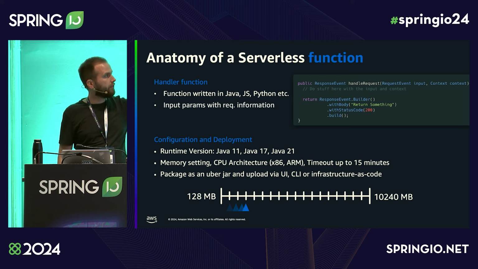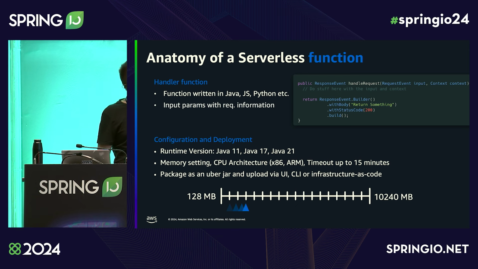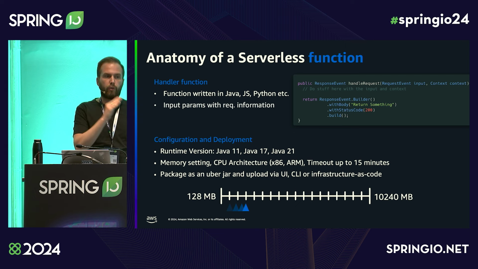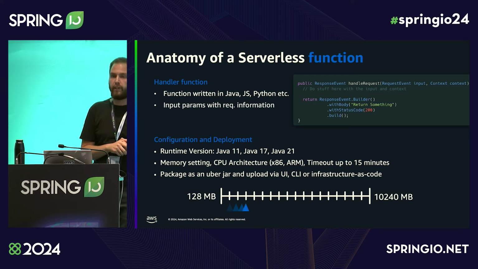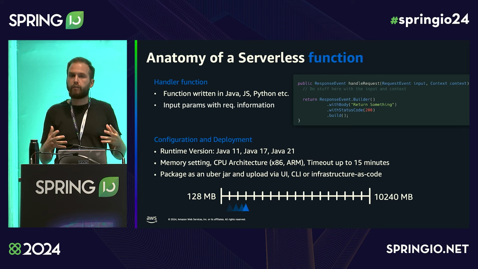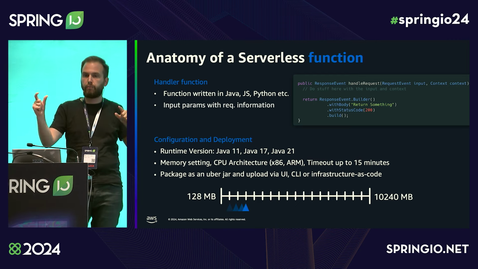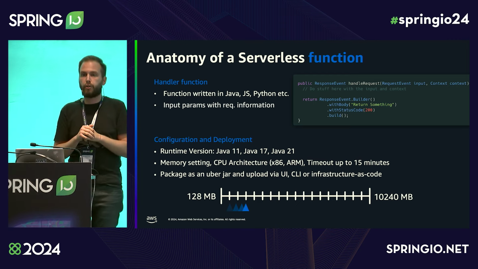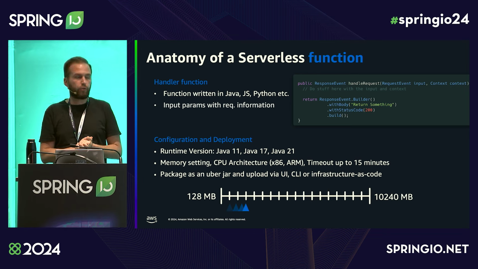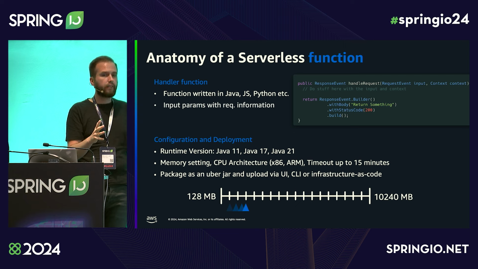So I just write that simple Java function, and I define the runtime, like Java 11, 17, or 21. Then you configure a memory between 128 megabytes and 10 gigabytes, a CPU architecture, x86 or ARM, and a timeout value of up to 15 minutes. And that's all that I can set. I set the memory, and the CPU, for example, is allocated proportionally. So I have a more opinionated way of choosing what that function is for.